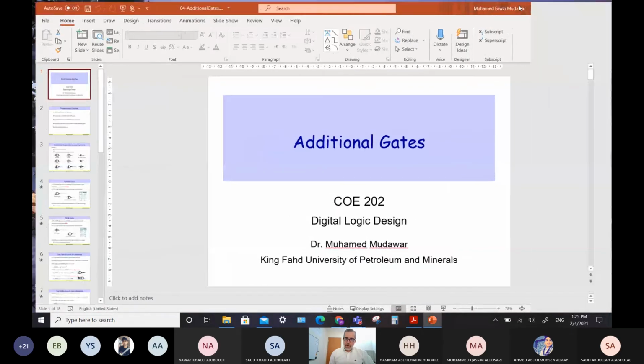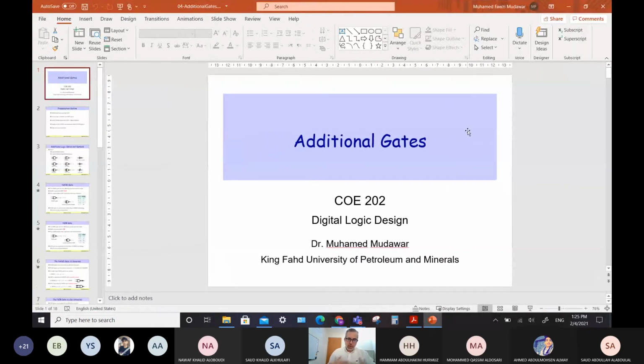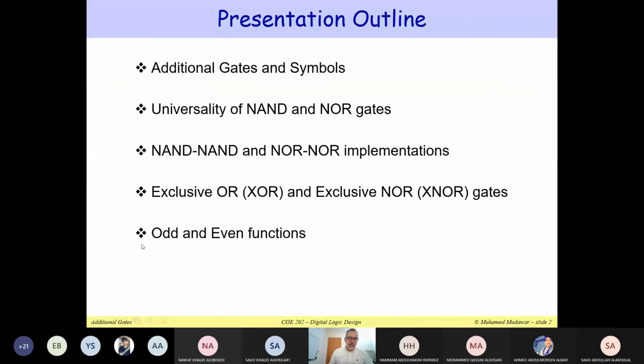Today, I would like to talk about additional gates that we use in digital logic design. And this is the outline of my presentation. I will be talking about additional gates and symbols for these gates.